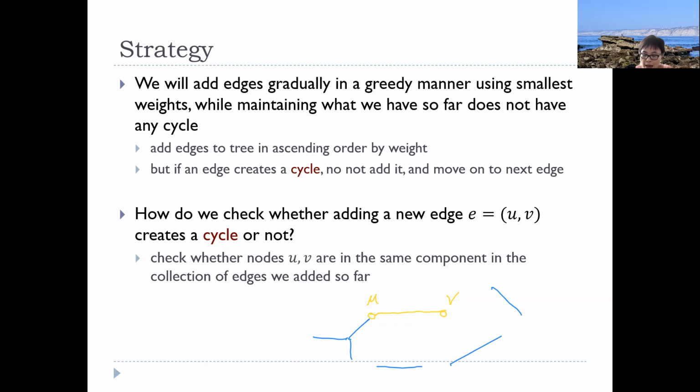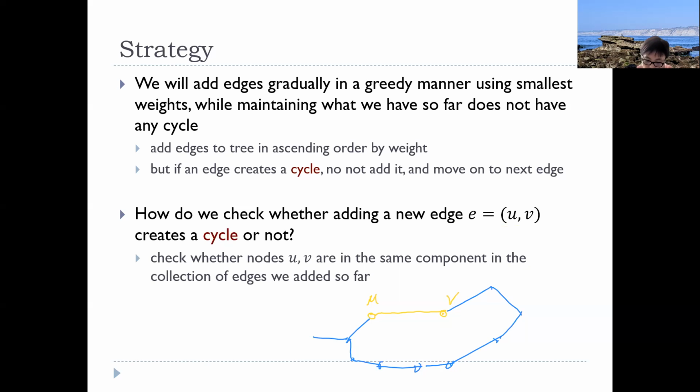Really, what this means is that UV will form a cycle if U and V are already connected by the blue edges. In particular, if I already have edges like this to connect U and V, so I already have this blue way to connect them, when I add this yellow edge UV, then clearly I form a cycle, which is simply the concatenation of this blue path with this yellow edge. So in that case, UV will form a cycle.